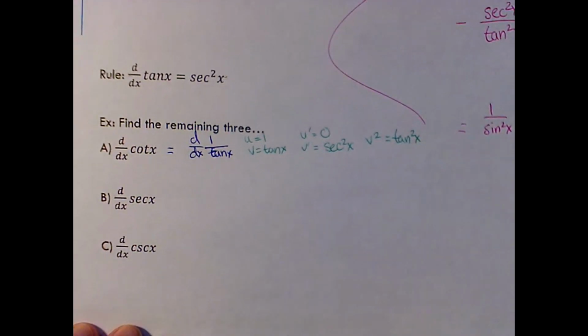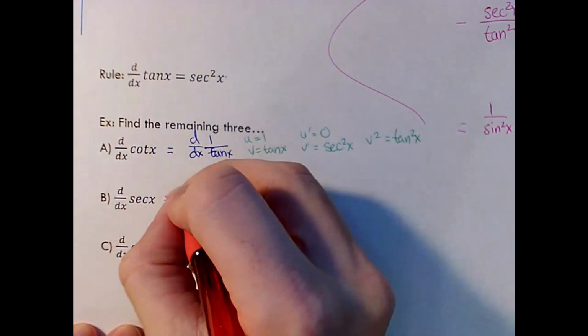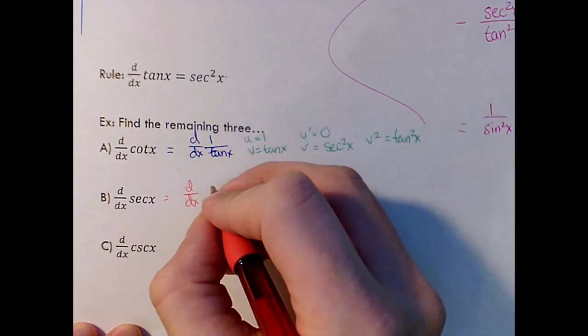The derivative of secant is asking the same thing as find the derivative of 1 over cosine.